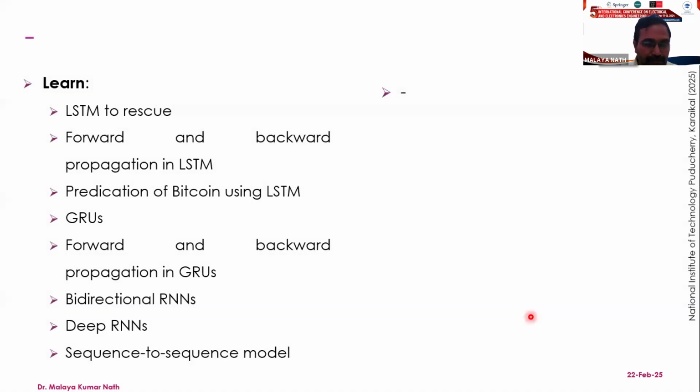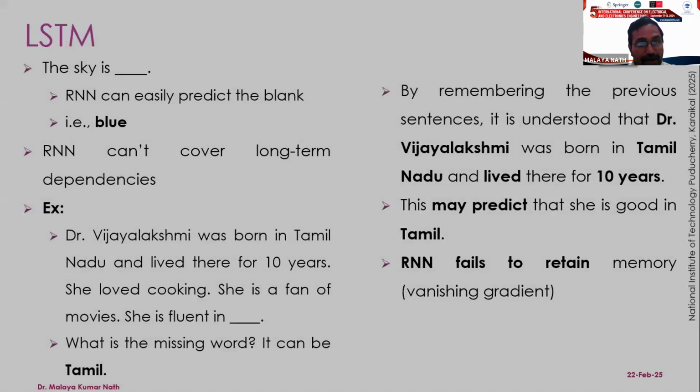So what we'll discuss in this session: we'll talk about the LSTM, what this LSTM is, how LSTM can overcome the limitations of the recurrent neural network, how we can perform the forward as well as the backward propagation in LSTM, as well as the GRU. We'll talk about GRU as well as the deep recurrent neural network.